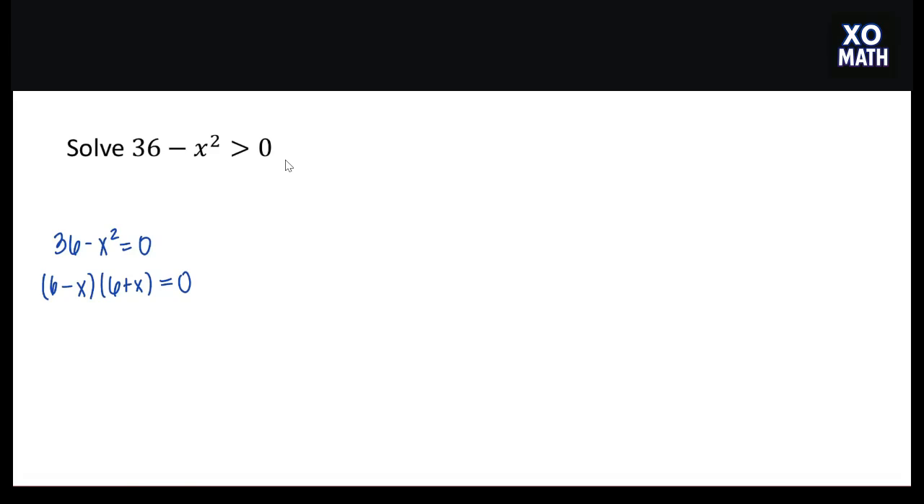And then from the first factor, we would get x equals 6. And from the second factor, we would get x equals negative 6. So I set the quadratic equal to 0, and I got out my two solutions. And what I'm going to do for this problem is solve it by graphing.